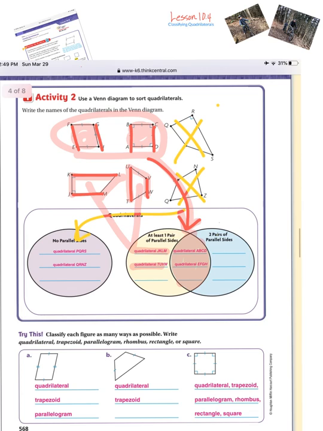All right, so now I want you to go ahead and try A, B, and C underneath. I'm going to ask you to pause the video and then go ahead and hit play and see if you classified these correctly.